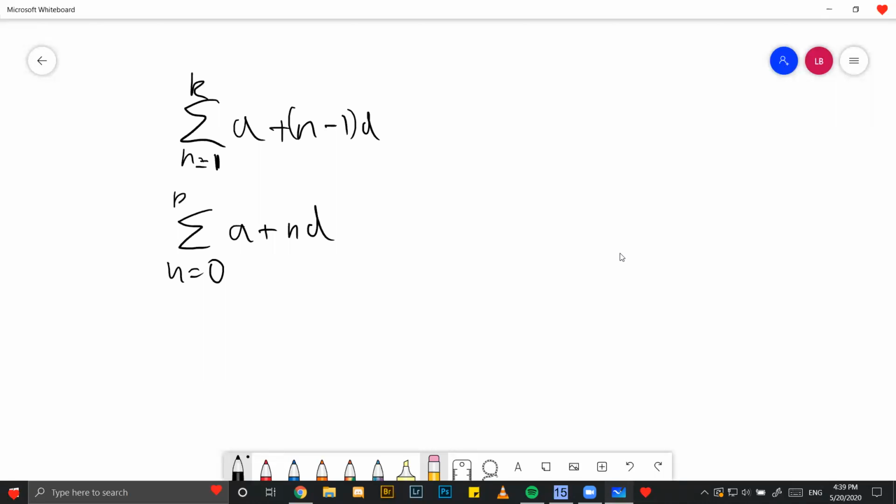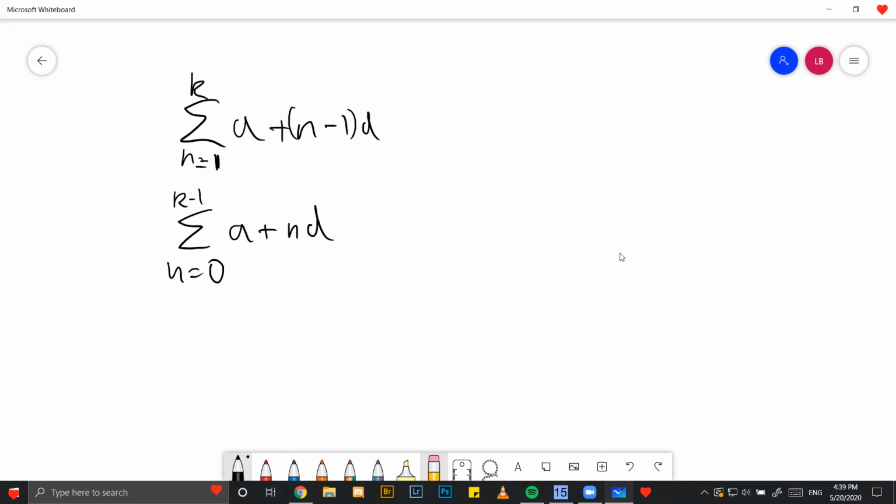Even if you look at the sigma thing, if you start at n equals 0, let's look at just our simple sequence. We had a plus n minus 1 times d, right? If we start at 1 and go up to some k, it's going to look like this. But if we had the formula as a plus nd, then if we start at 0, we can just go up to k minus 1, and it's the same thing. These two are the same thing.